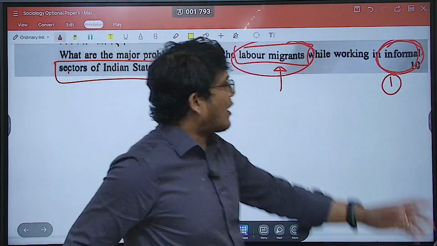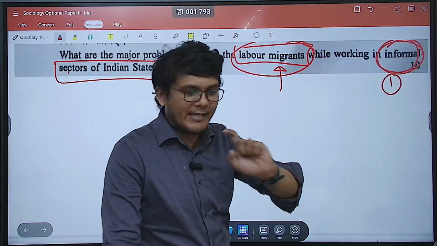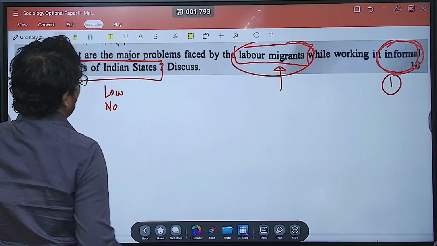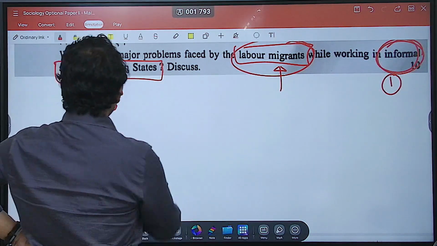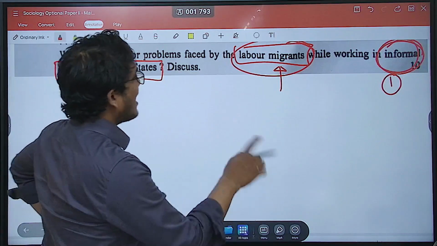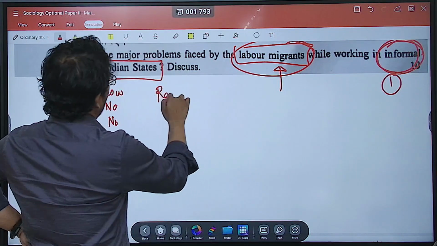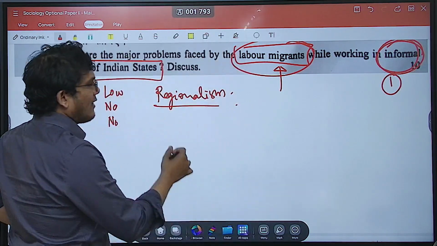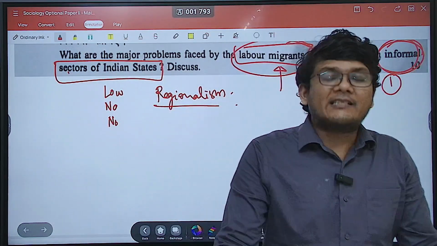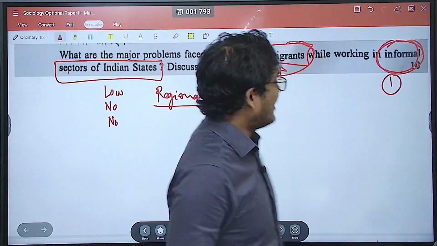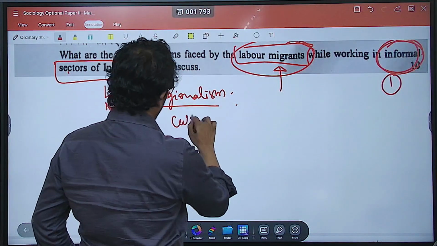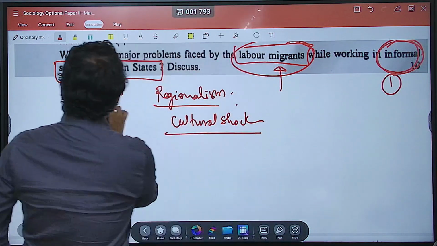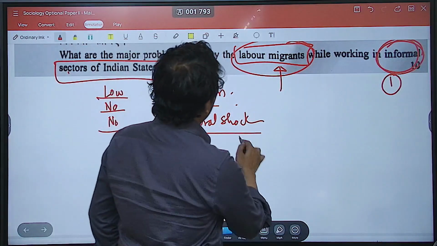Now, whatever informal sector issues exist, they exist for everyone. That we will write. That will be low salary, right? No security net, no safety net, no perks, no benefits, all that. Plus, they are migrant laborers, so they may face regionalism. They may face conflict, right? All these things, they may face challenges. You have to write in sociological terms, so they may face cultural shock as well. So all these issues will be faced by the labor migrants.